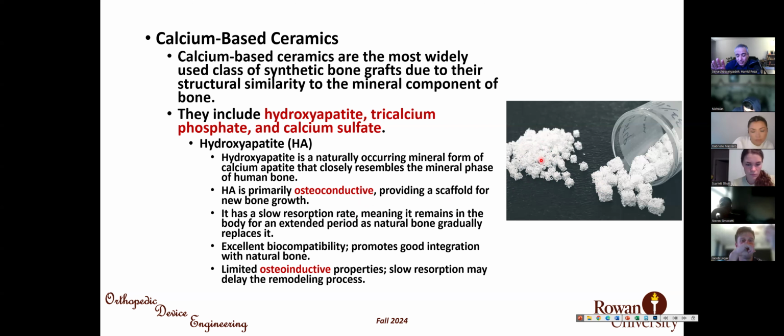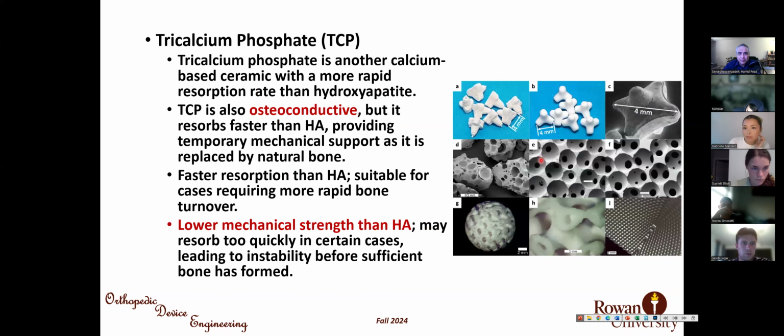As you remember, all the bone grafts, autogenic bone graft, allograft, xenograft, synthetic bone graft, all of them, when put inside the body, they undergo creeping substitution. First, they are resorbed, and then new bone is replacing them.